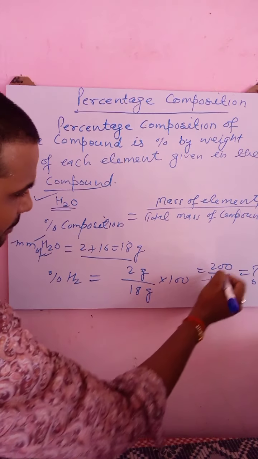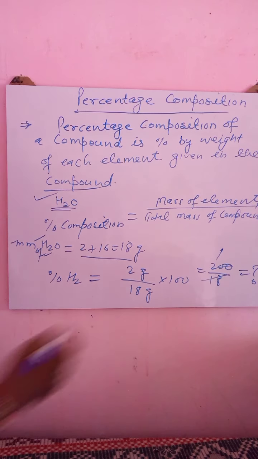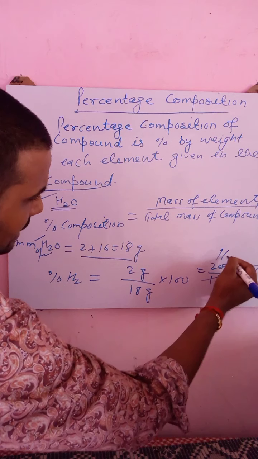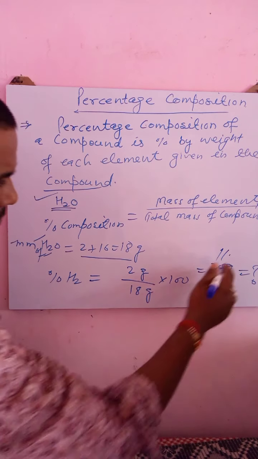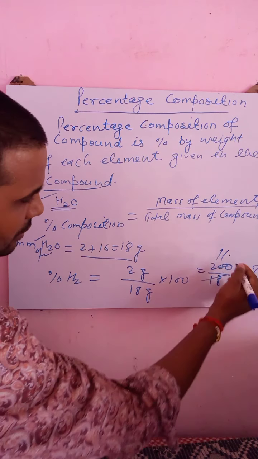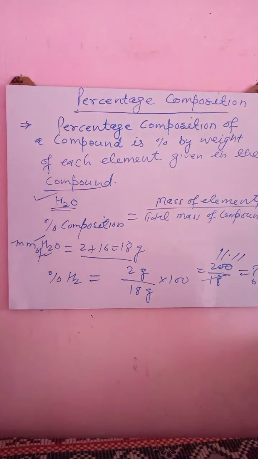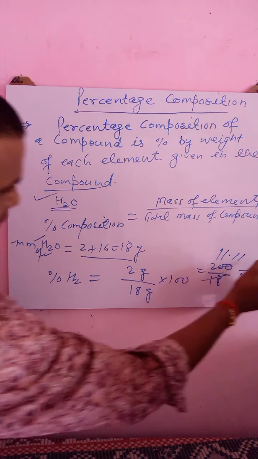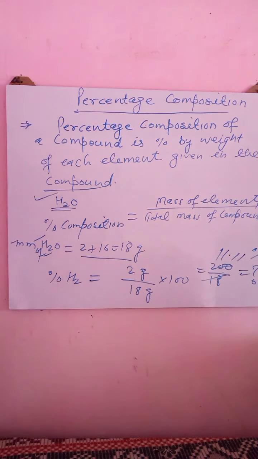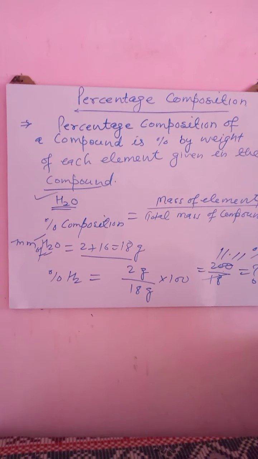Let's see how much it will come. 18 ones are 18, remaining 2, 20, 18 ones are 18, again remaining 2, like this. 11.11 percent of hydrogen is present in the water molecule.